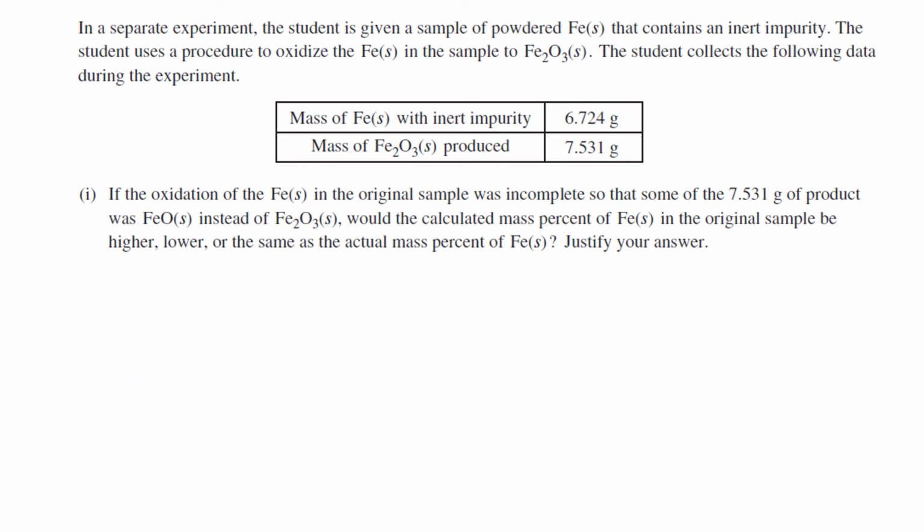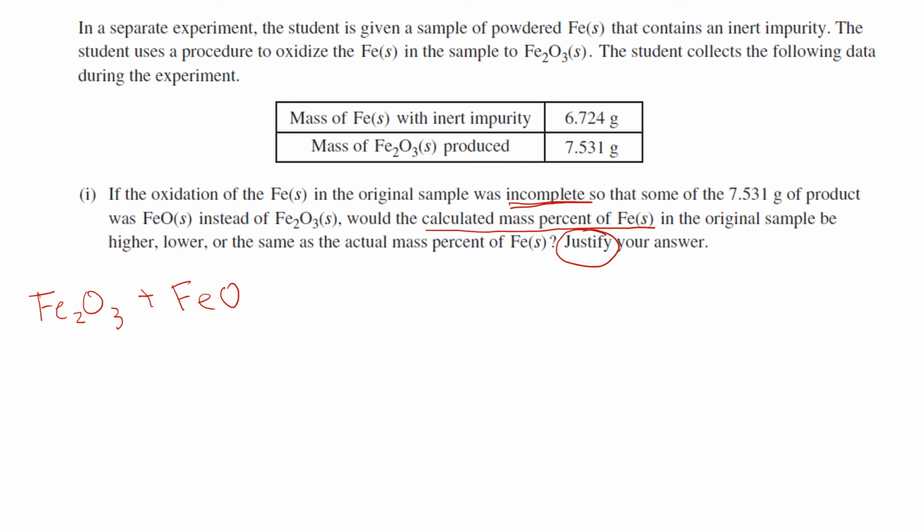The last part of this problem, they say if the oxidation of the original sample was incomplete, so that at the end I've got not just what I'm expecting, but I also have my incomplete oxidation. So I've got both of these present. They want to know, would the calculated mass percent of iron be higher, lower, or the same? And they want us to justify our answer.